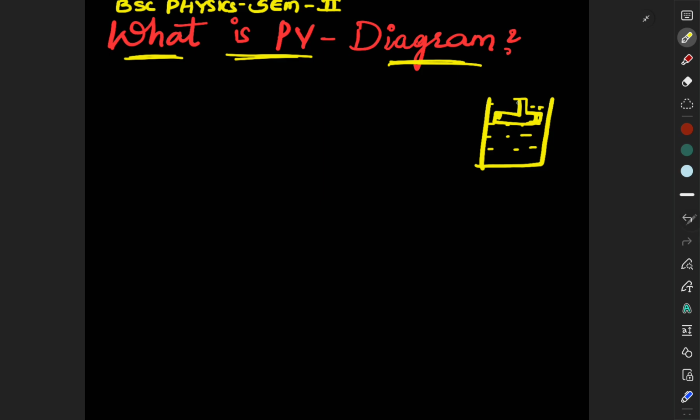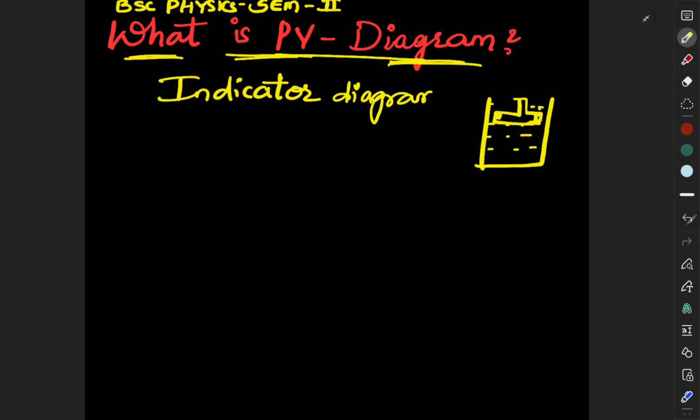Let this be some piston. To compress the gas or to expand the gas, we are using this piston. A convenient way to see the changes in the pressure and volume is by a diagram. That diagram is called a PV diagram, or it is also known as an indicator diagram.